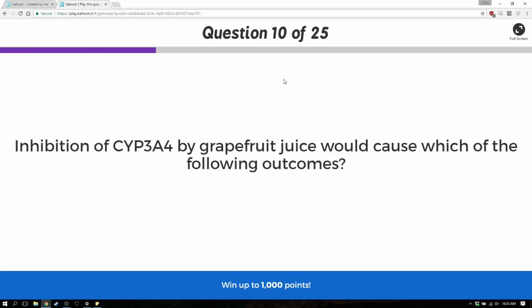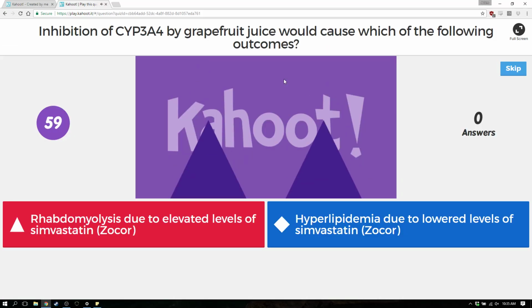Inhibition of CYP3A4 by grapefruit juice would cause which of the following outcomes? The simvastatin or Zocor is an HMG-CoA reductase inhibitor, which is otherwise known as a statin. Works on hyperlipidemia. What do you think? You know what rhabdomyolysis is? What is that? Muscle, yeah, major muscle breakdown. That tea-colored urine.